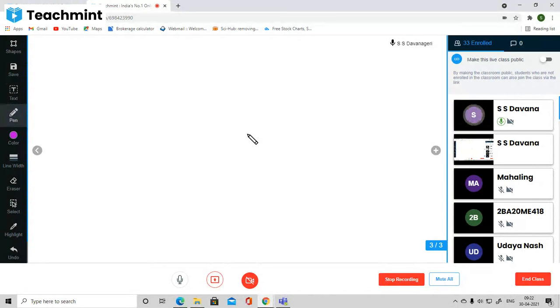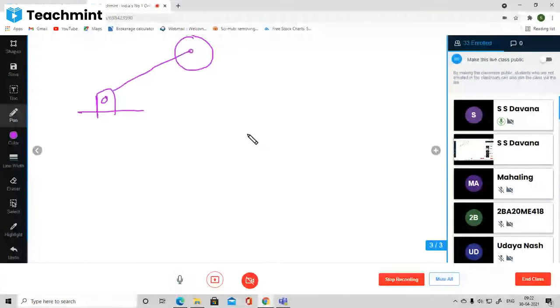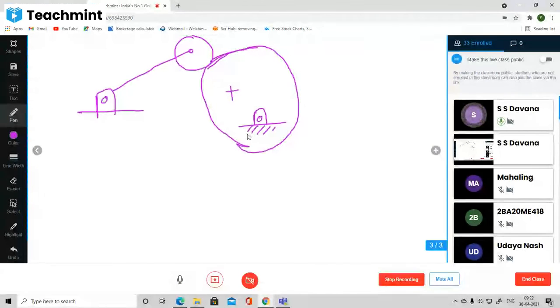Now, let us consider a combination of lower pair and higher pair linkage or mechanism here. Have we made a discussion about this one?